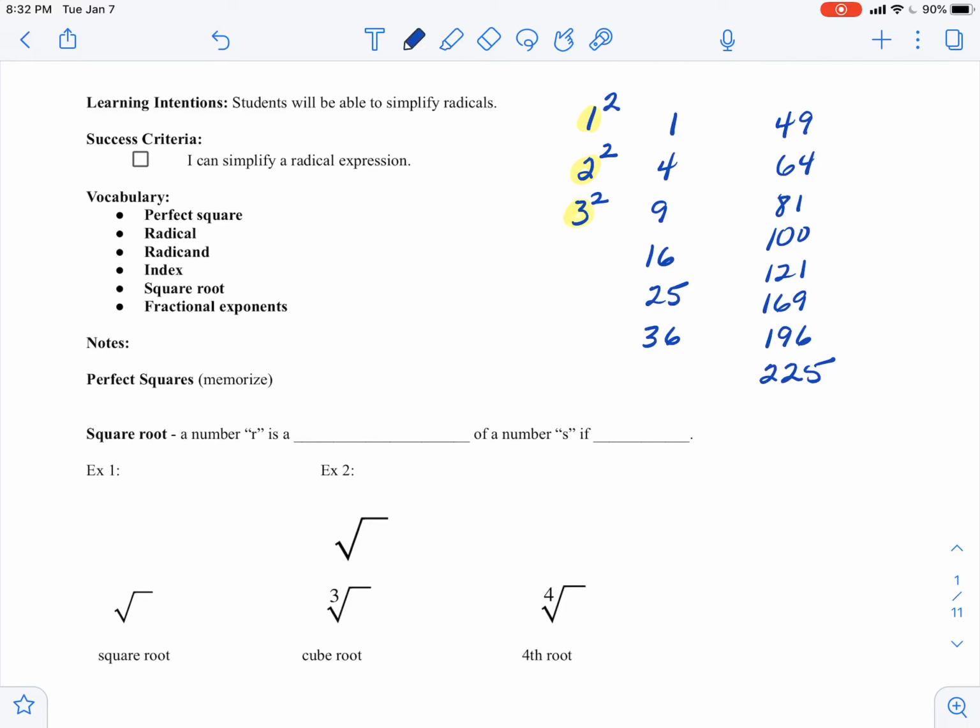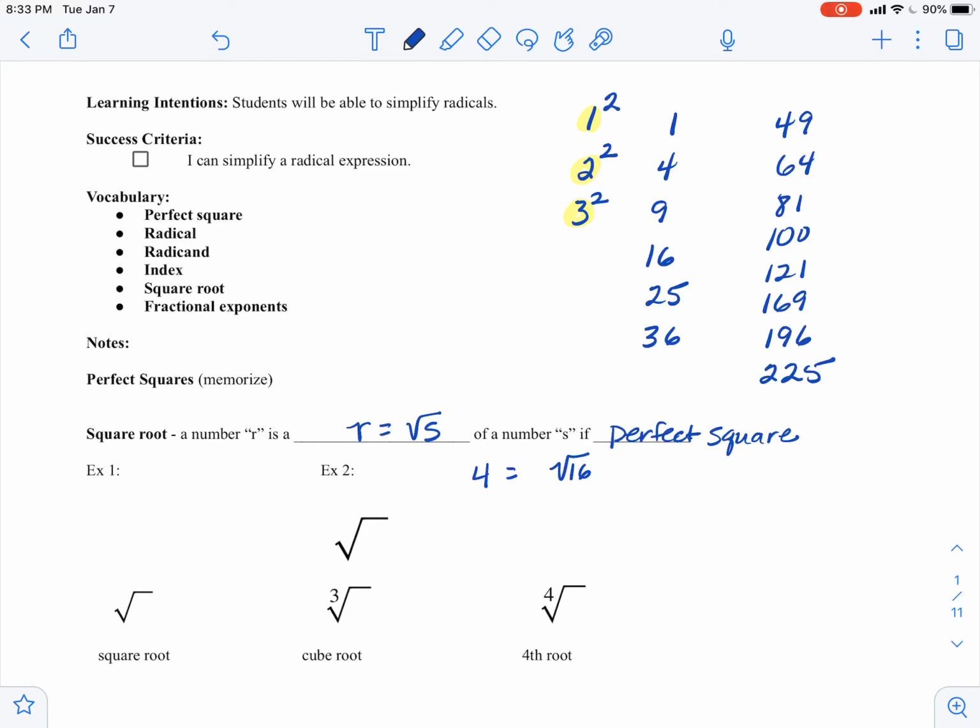So when I say to you that a number R is the square root of some number S, that is only true if S is a perfect square. So what I mean by that, again, if I'm looking for the, let's say, square root of 16, then that would be 4.